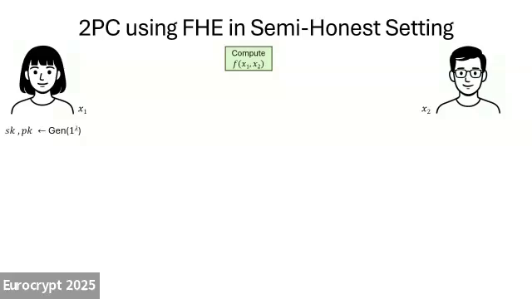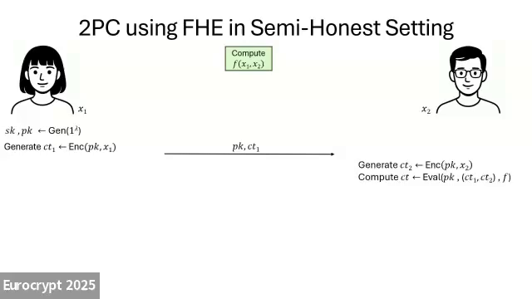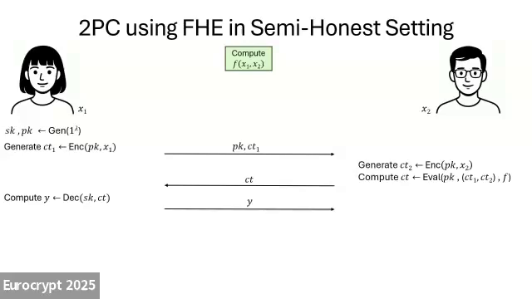So here, Alice samples a public-secret key pair, encrypts its input x1, and sends the encrypted input and public key to Bob. Bob is then going to encrypt its input x2, and then it's going to homomorphically evaluate function f on the two ciphertexts that encrypt the inputs. And once the computation has been done, it sends the output ciphertext to Alice. Alice can then decrypt the output and send the decrypted output back to Bob.